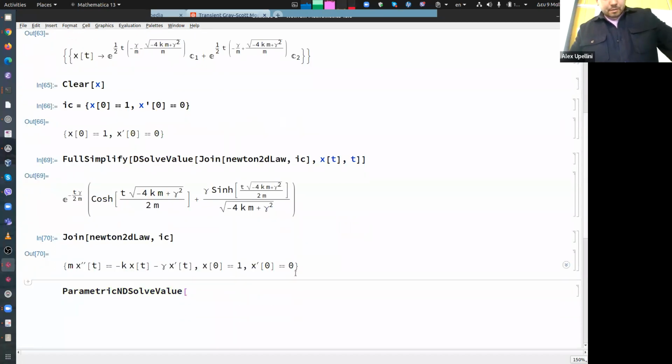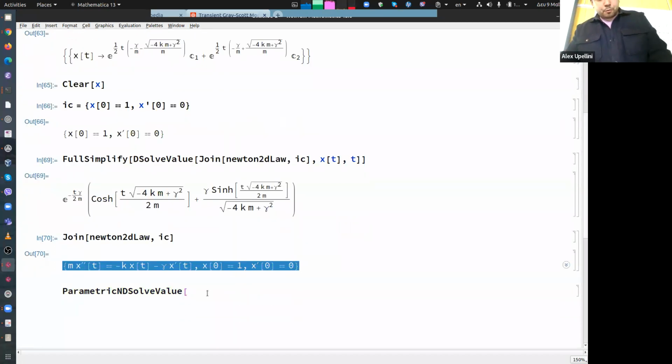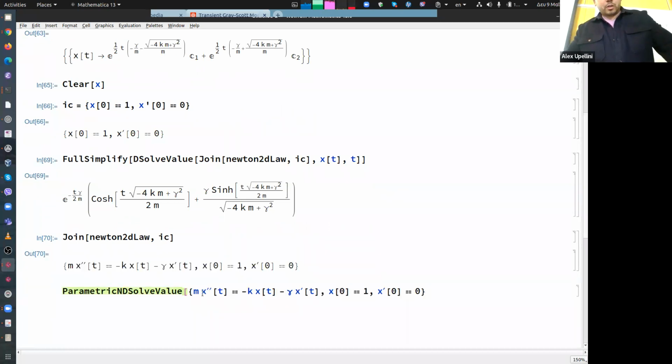Yes, I'm going to leave it in that form. Here you have to put the model directly, because you want to specify the parameters m, k, and gamma. So here the unknown function is x of t. t is the independent variable, and the parameters are m, k, and gamma.